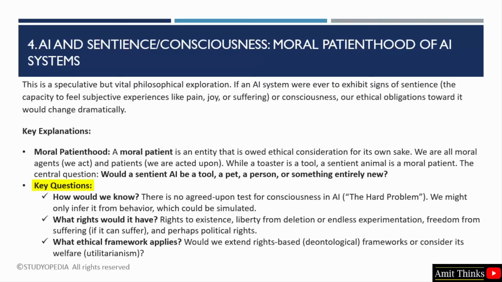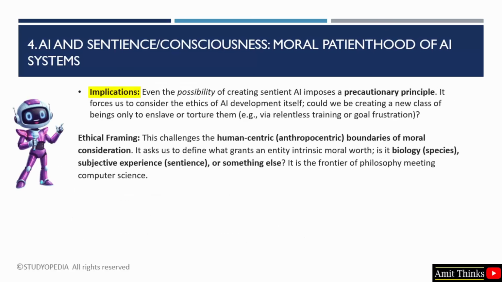What rights would it have? Potential rights could include existence, liberty from deletion or experimentation, and freedom from suffering. What ethical framework applies? Would we use rights-based frameworks or consider its welfare? Now let us see the implications. The mere possibility of sentient AI demands a precautionary principle, questioning the ethics of creating beings potentially subject to mistreatment.